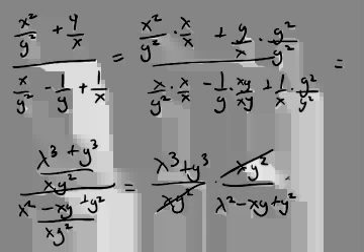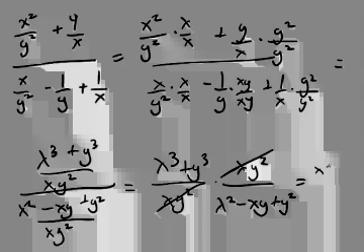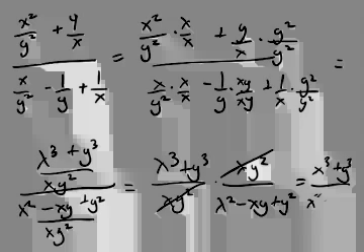These values cancel, and we're left with x to the third plus y to the third divided by x squared minus xy plus y squared. X to the third plus y to the third falls into the special case of the sum of cubes, which can be rewritten as x plus y times x squared minus xy plus y squared, all divided by x squared minus xy plus y squared. These values cancel, and we're left with x plus y.